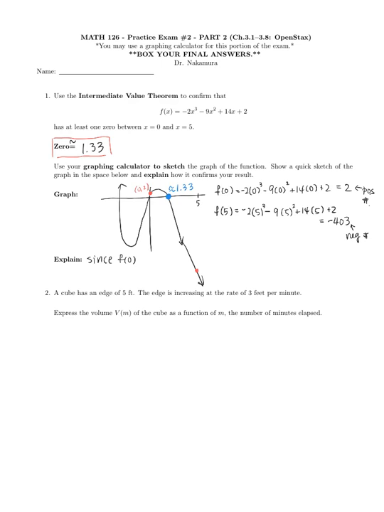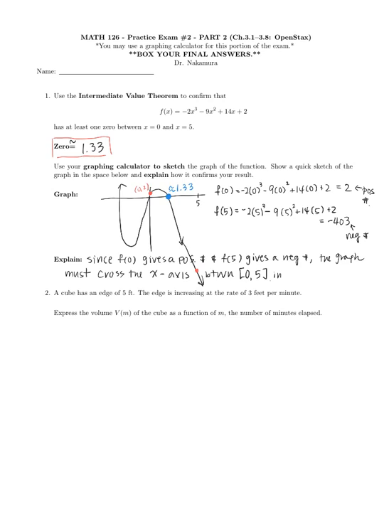Okay, so to explain, after you drew the picture, all you have to say is that since f of 0 gives a positive number and f of 5 gives a negative number, the graph must cross the x-axis between 0 and 5.